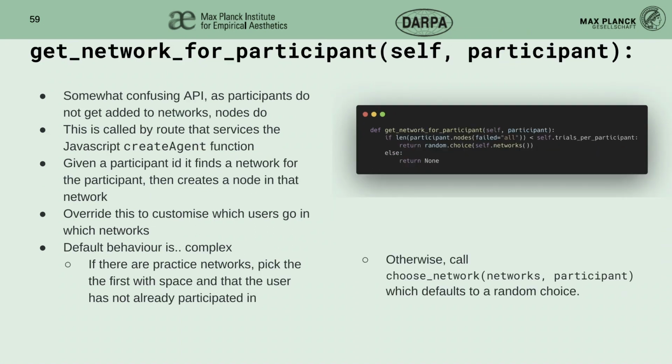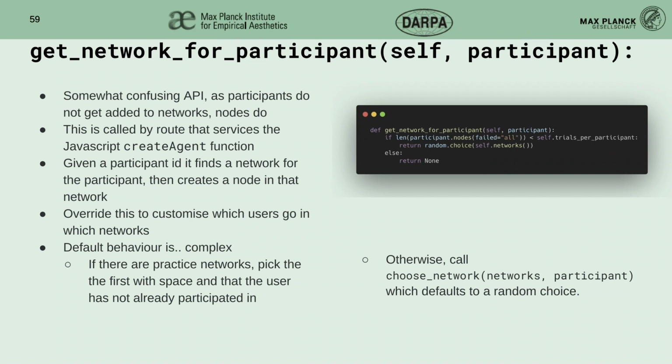Get network for participant is given a participant, return one network that you want that participant to be joined to as an agent. So this is what we were talking about earlier: if you want a network all for one user, or you want a user to be in a network more than once, this is the function you need to define to decide that. And the reason it takes participant rather than agent, because remember an agent is how someone joins a network, is because at this stage they are not in the network.